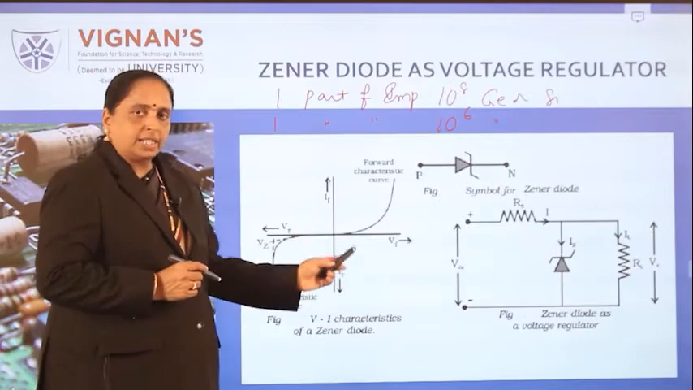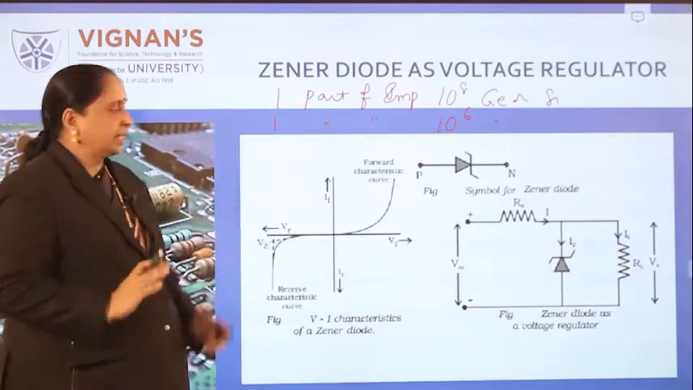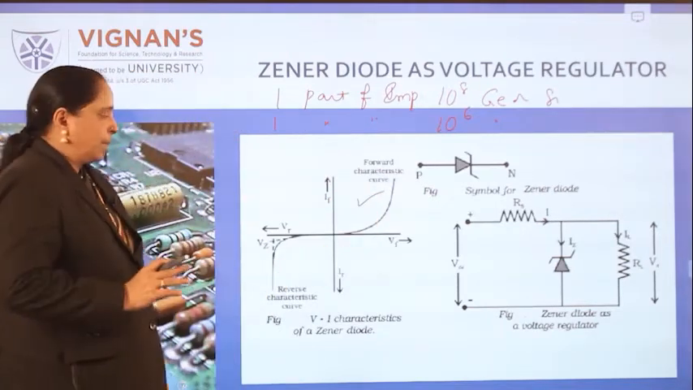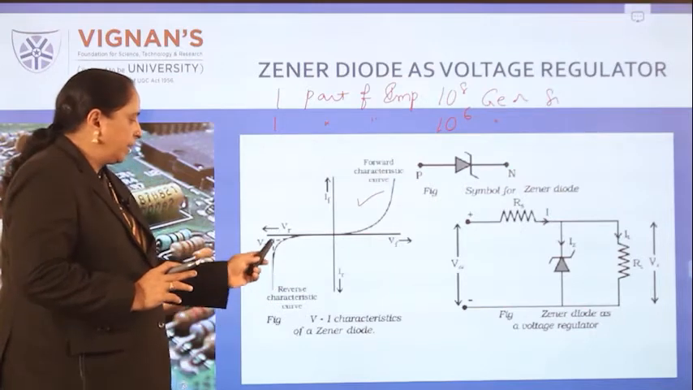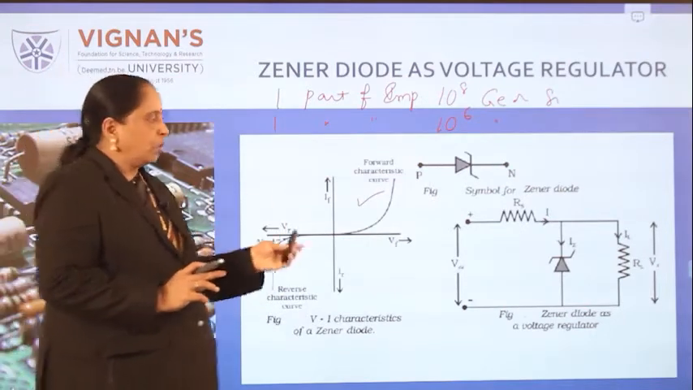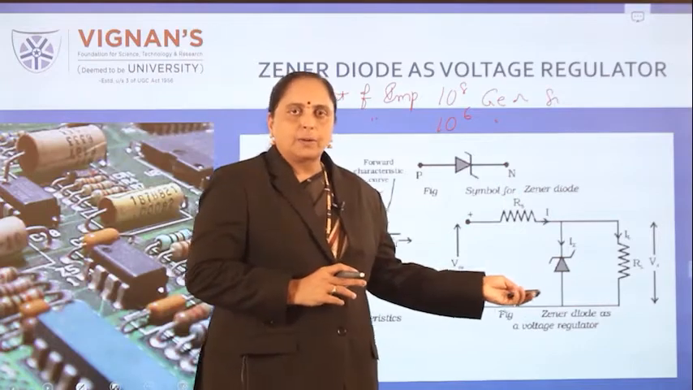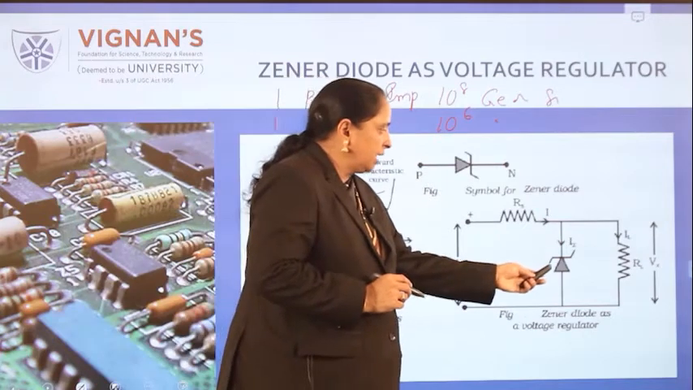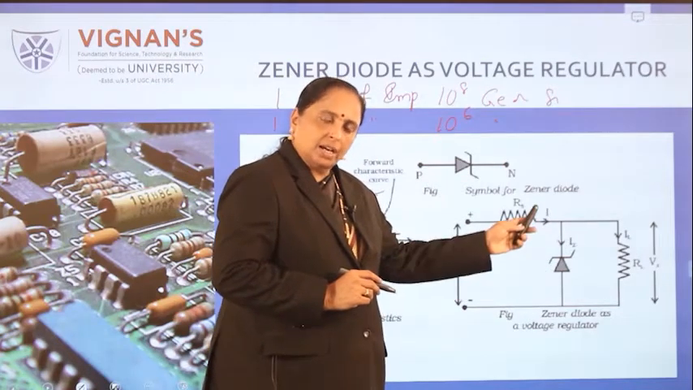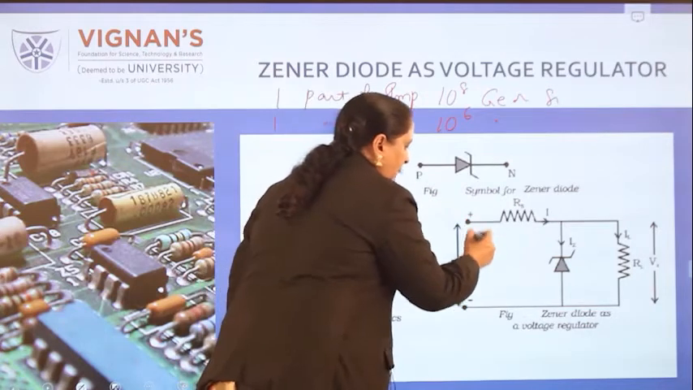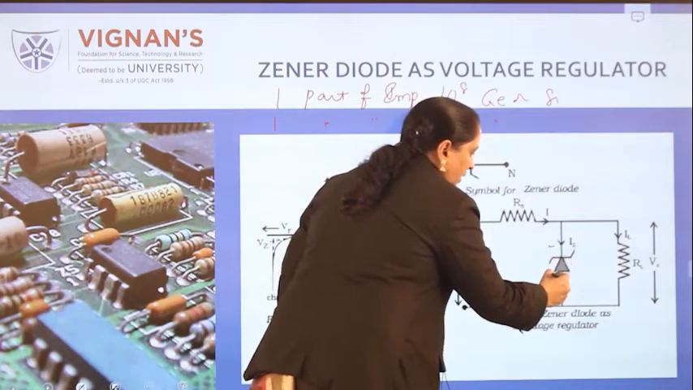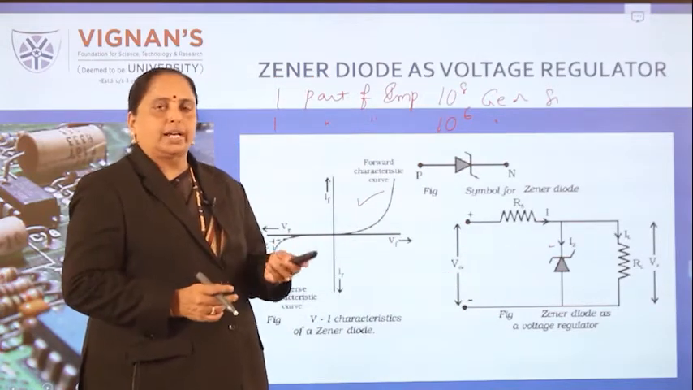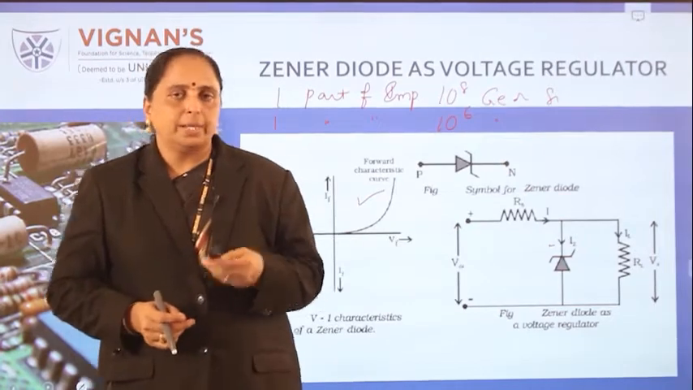Okay, so see the characteristic. If the same Zener diode is connected in forward bias condition, it behaves as an ordinary PN junction, no change at all. But it shows its characteristic only when it is reverse biased. So now let us discuss the application of Zener diode as a voltage regulator. See here, initially the Zener diode is connected in reverse bias condition only. See here, this is the supply, plus and minus. The Zener diode is connected in reverse bias condition only, so that the regulation properties can be studied.